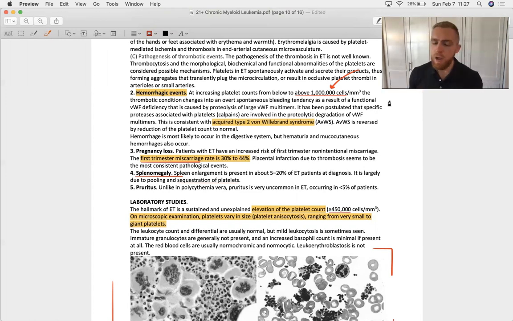Same concept here. For a platelet to stick to exposed endothelium, it needs some von Willebrand factor binding collagen on one side and GP1B on the other. So the more platelets you have, the more von Willebrand factor you're using up. You're eventually going to get acquired von Willebrand syndrome. I thought that was pretty cool.